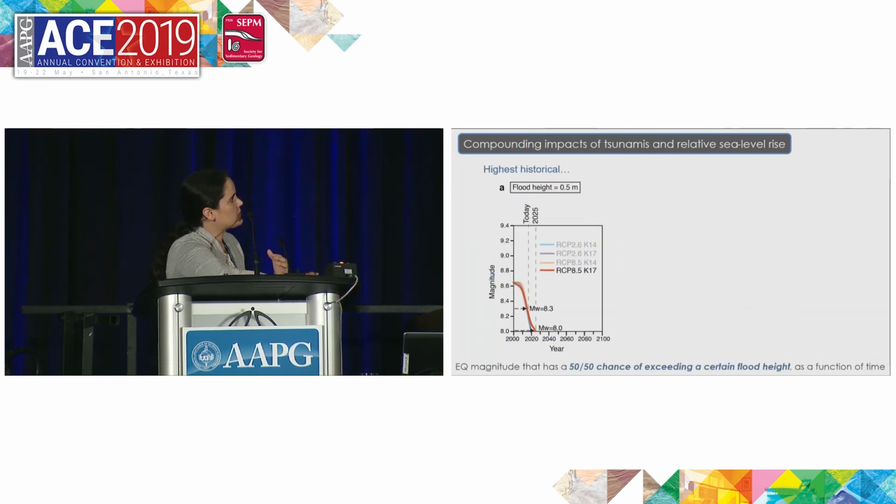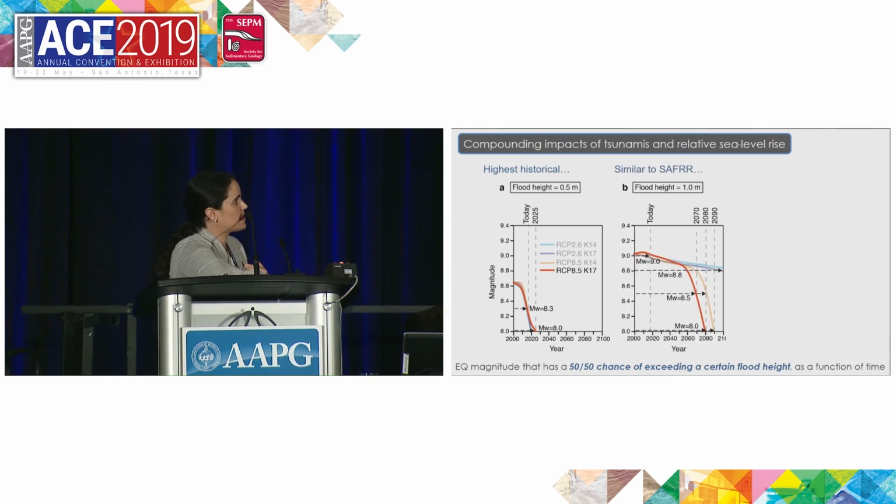And so this plot here shows the earthquake magnitude that has a 50-50 chance of exceeding certain flood heights as a function of time. And each of these curves is a different sea level scenario. So here today, the highest historical flood height that has ever hit the ports of Los Angeles and Long Beach was 0.5 meter. So today it takes about an 8.3 to get to that point. By 2025, a magnitude 8 can do that, just based on a very small amount of sea level rise that raises that baseline.